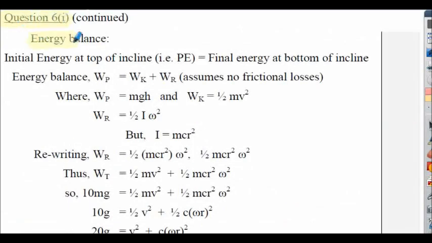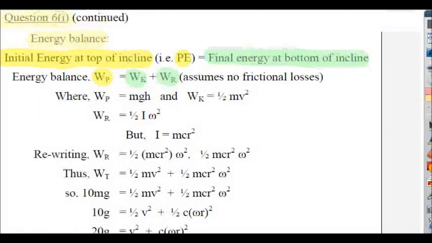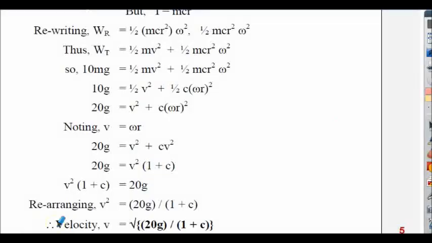Question 6, part 1, here's our energy balance. We commence from the initial energy at the top of the incline, which is potential energy. That equates to the final energy at the bottom of the incline, which will be in two forms of kinetic energy. So potential on the left hand side, we have linear kinetic and rotational or angular kinetic at the bottom of the incline, assuming no frictional losses. I'll let you review the solution at your own pace. It's continued below. Here's the expression we have to prove for velocity.